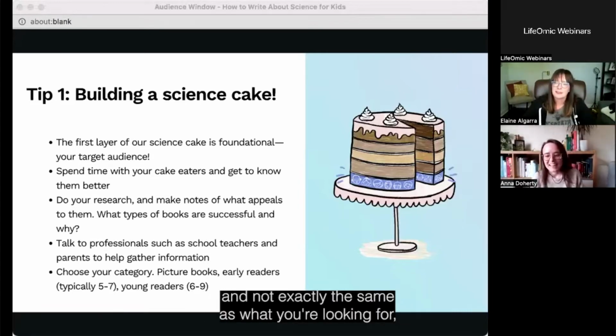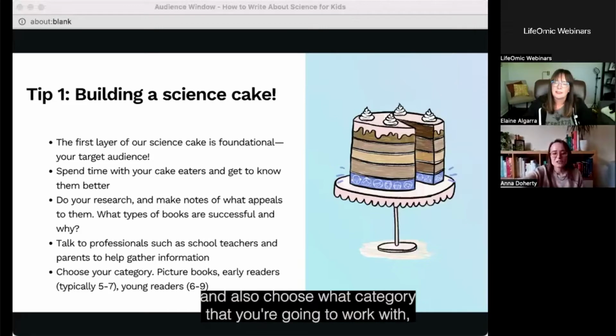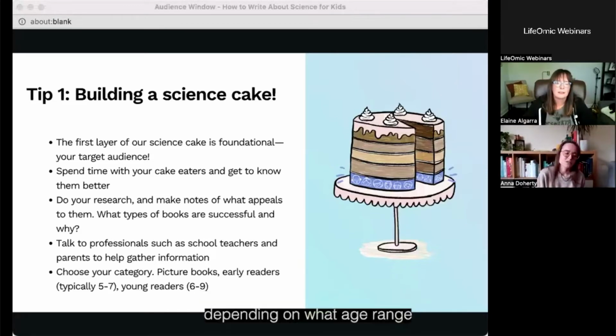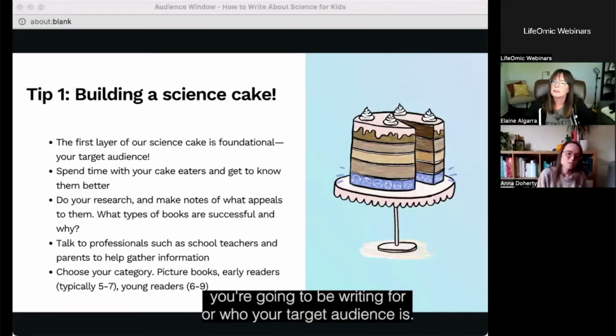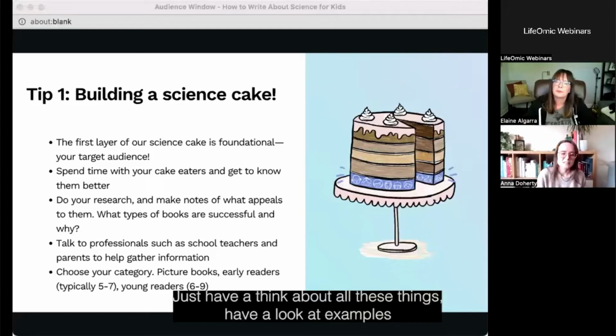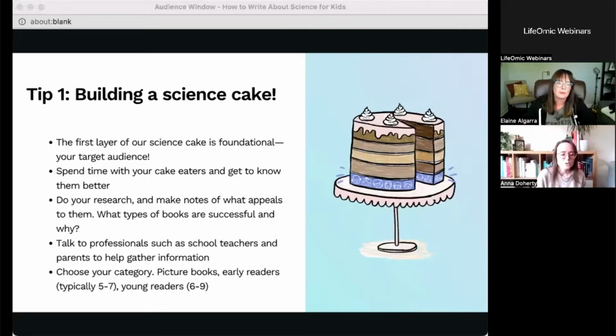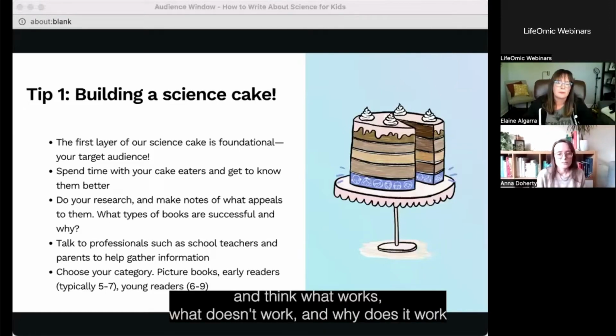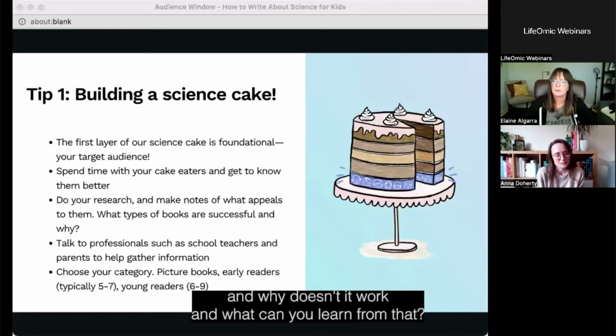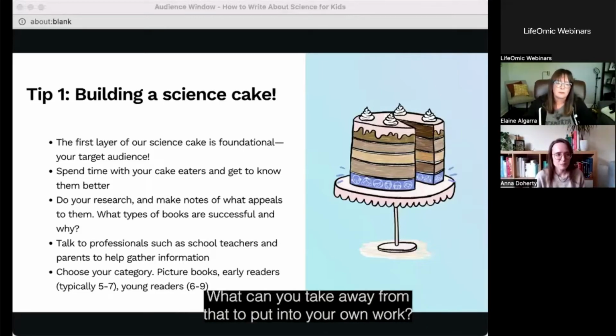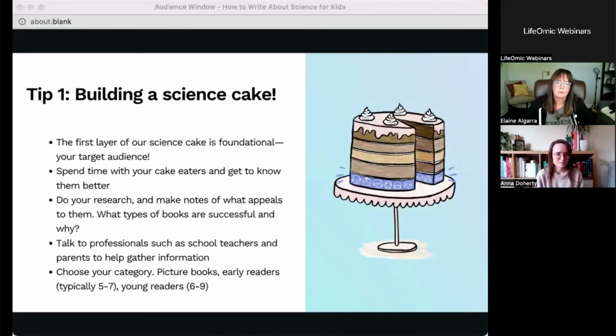It's good to go and look at other books in the general area, not exactly the same as what you're writing. And also choose what category you're going to work with, depending on what age range you're writing for, who your target audience is. Have a think about all these things, have a look at examples, and think what works, what doesn't work, and why, and what you can take away from that to put into your own work.